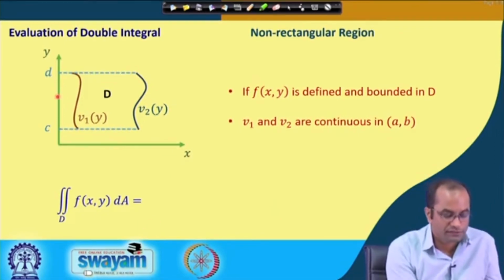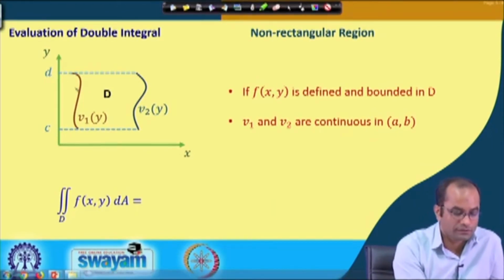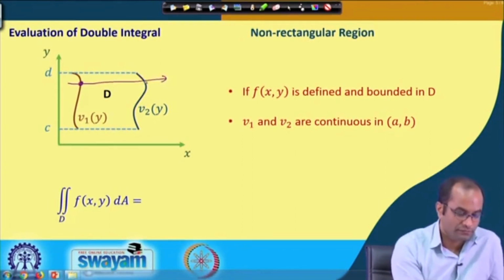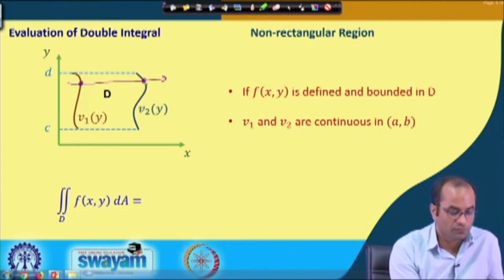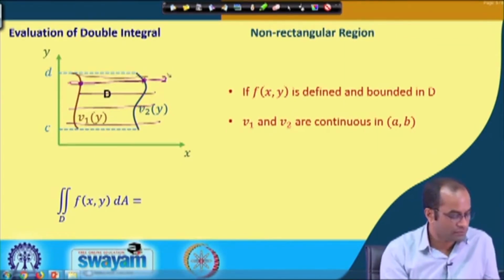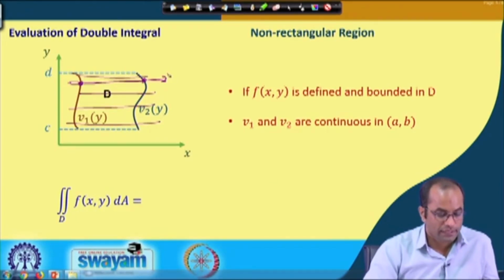So, in this case, the integral of f(x, y) over such a domain will be computed by integrating first with respect to x. Here the limits go from v1(y) to v2(y), and such lines now vary from c to d. That is the way we can easily put the limits for x and y.